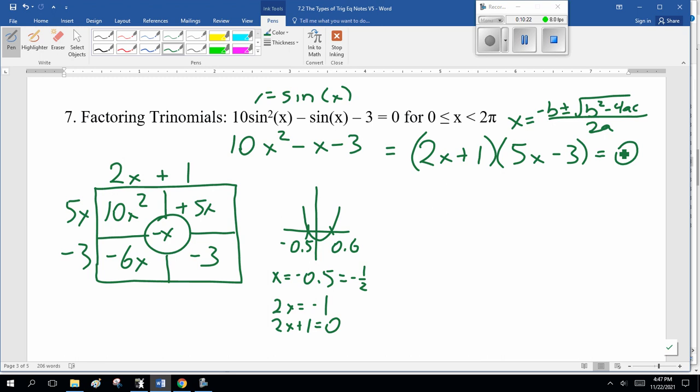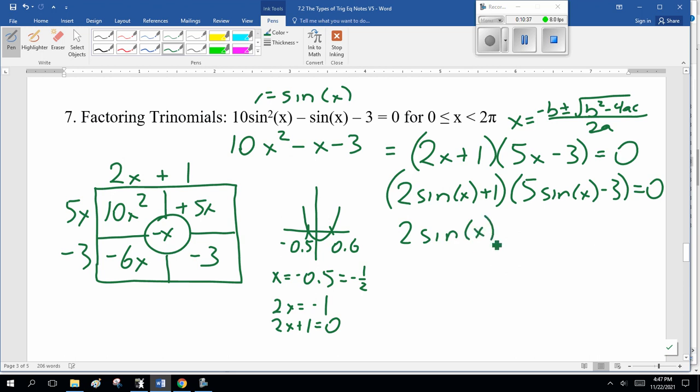Now, when you do this, instead of x, this is 2 sine of x plus 1 times 5 sine of x minus 3. So, 2 sine x plus 1 equals 0. I'm going to solve this first because I haven't got space here. So, 2 sine of x equals minus 1. Sine of x is minus 1/2.